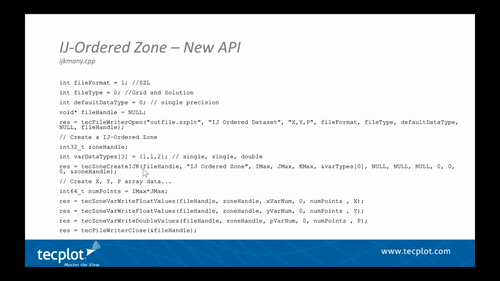Now creating the zone, again, it takes the file handle, takes the zone name, takes the IJK dimensions. And as we said, in this case, I wanted to show that you can use different data types for each variable. So in this case, my grid variables are both going to be single precision and my solution variable is going to be double precision. So I'm passing this array to instruct the zone that you have those two different data types.